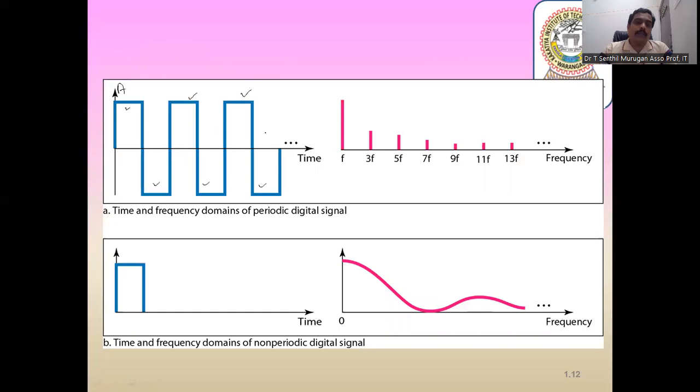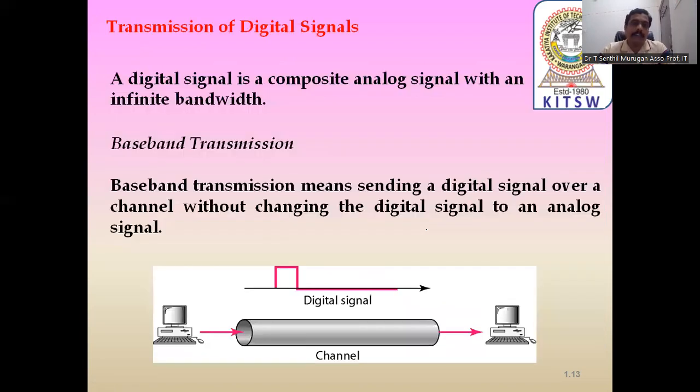But what is the frequency of this? We don't know, it is a non-periodic signal. So what is the value? We can represent the digital signal like this. At the bottom they have given time and frequency domain of non-periodic digital signals. Periodic means we know the high voltage of a particular frequency, but here it is varying, so we represent it like this. It is the non-periodic signal representation.